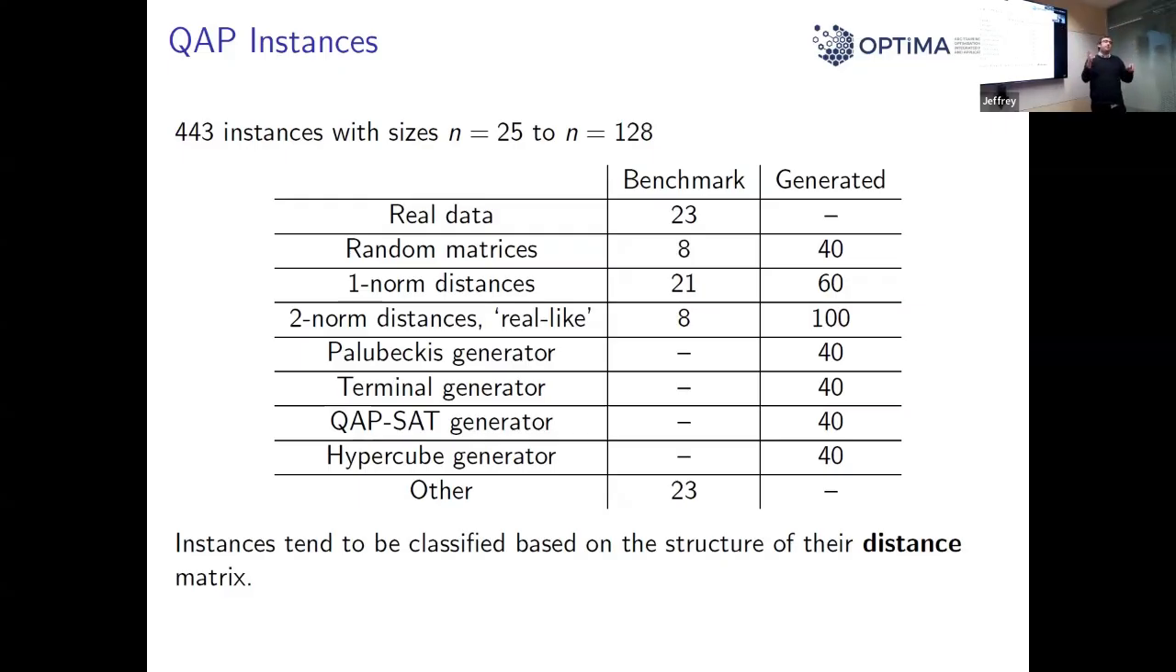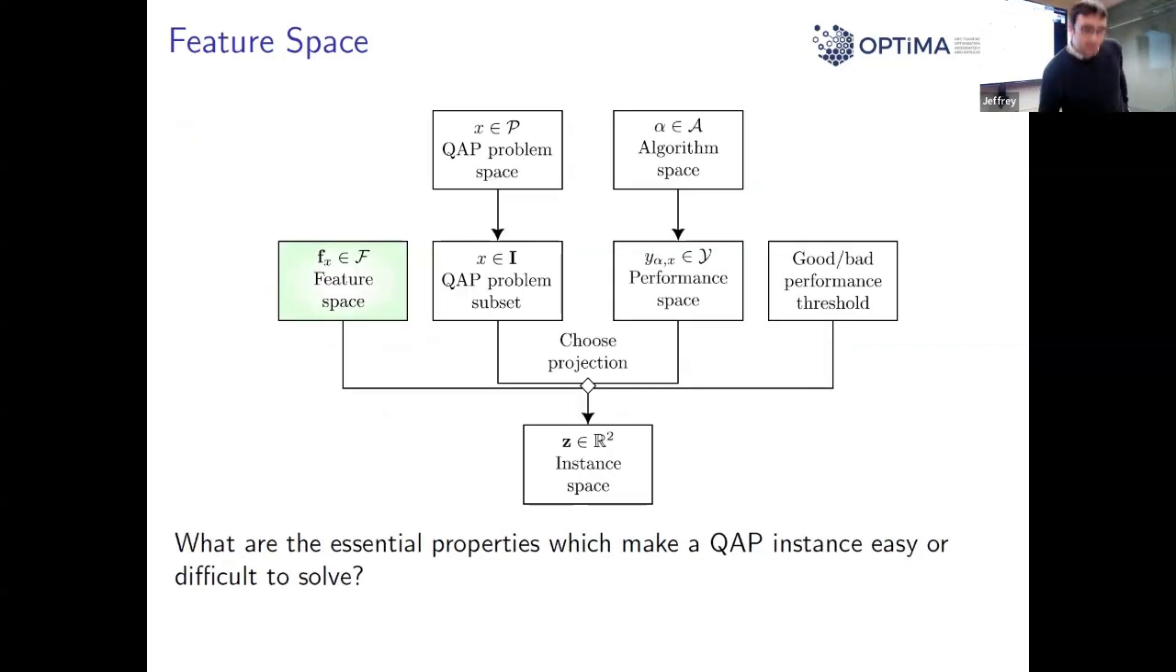These categories are based primarily on the structure of the distance matrix. Fundamentally, how people come up with instances for the quadratic assignment problem seems to be they have some clever idea for how to construct a distance matrix that'll be interesting, and then they make up a flow matrix to go along with it. And more thought's been put into the distance matrix. That's going to be important later. Okay, so those are our instances.